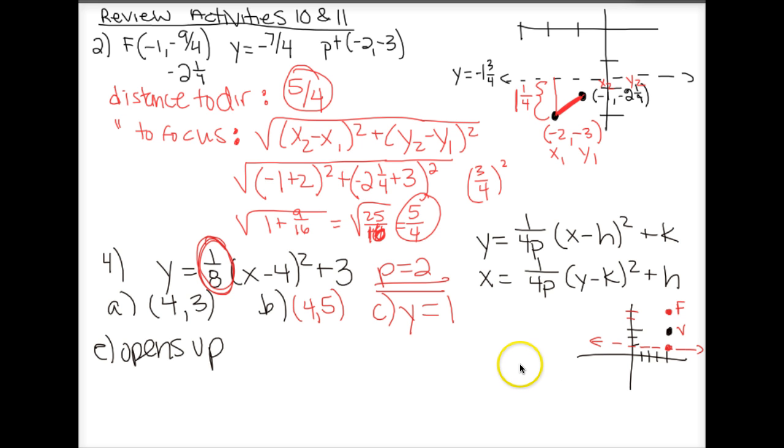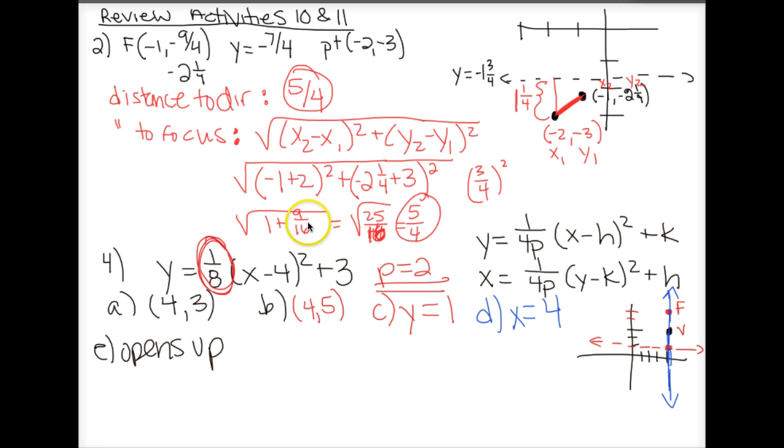Then the only thing left on that number is D, which is the axis of symmetry. Remember that the axis of symmetry always is perpendicular to the directrix, and it goes through the focus and the vertex. So right here in blue is where my axis of symmetry should be. And the equation of that line, since it's vertical, is x equals, and at those points, x equals 4. So there we have number 4 done.